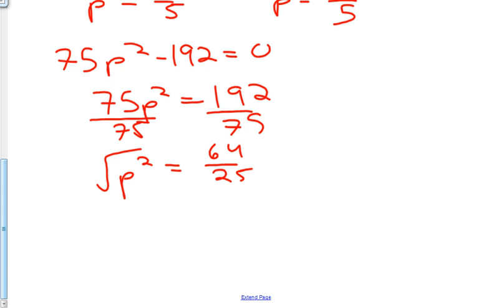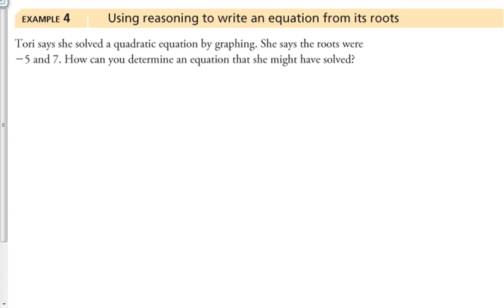Then I need to take the square root of both sides. p is equal to plus or minus, the root of 64 is 8, over the root of 25 is 5. So p is equal to plus or minus 8 over 5, so this is correct.